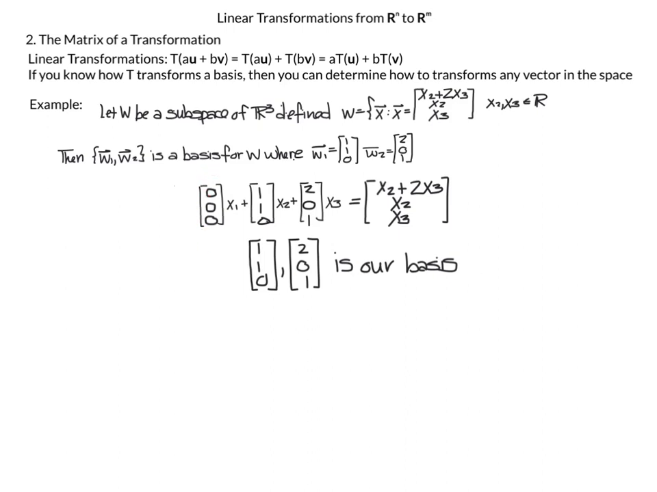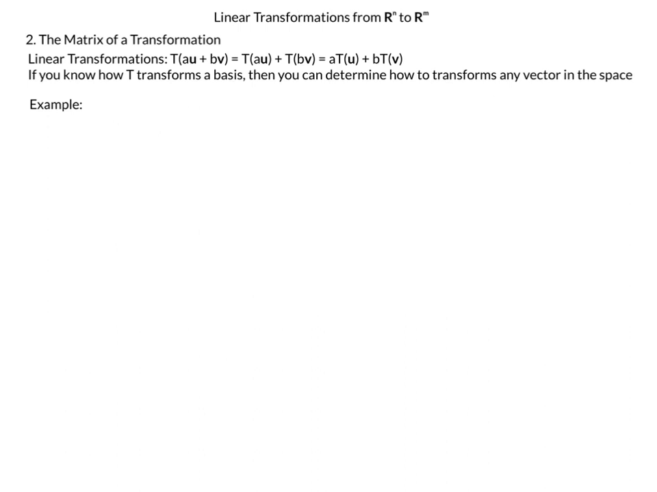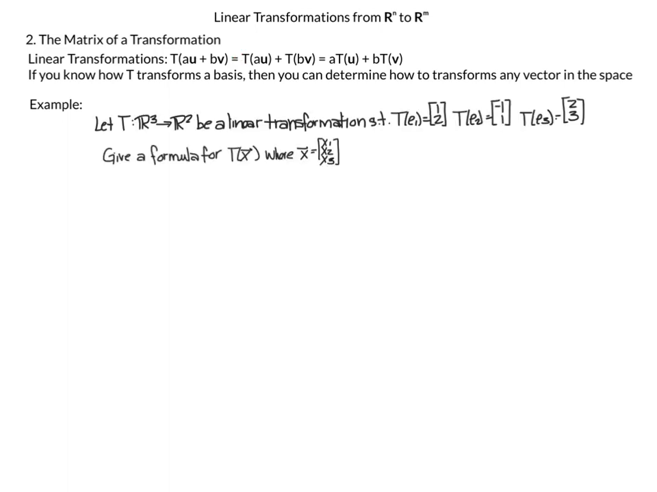It's just the origin. So what we just did is we looked at how we could break up a linear transformation, and we used this to say if we knew how T transforms a basis, we can determine how it transforms any vector in space. So the next thing we're going to do is figure out how to find our matrix of a transformation. And we'll do that to illustrate this using an example.